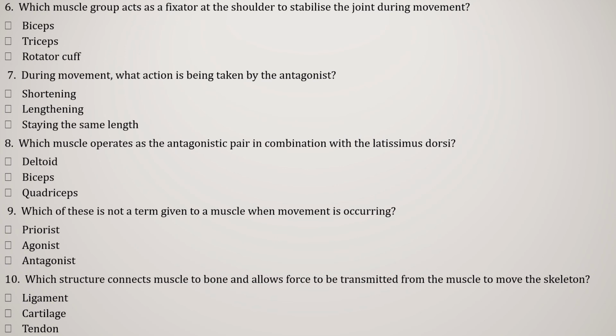During movement, what action is being taken by the antagonist? Which muscle operates as the antagonistic pair in combination with the latissimus dorsi? Number 9. Which of these is not a term given to a muscle when movement is occurring? And finally, question number 10. Which structure connects muscle to bone and allows force to be transmitted from the muscle to move the skeleton? So here are these 10 questions which you can attempt on your own. If you are finished, you can check the answers. Here are the answers to these questions.